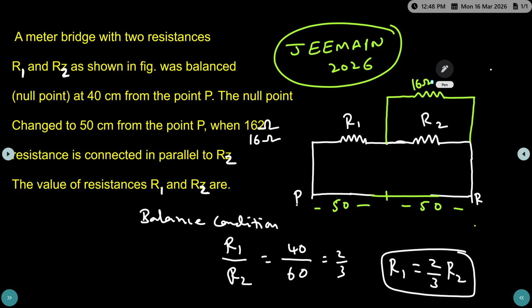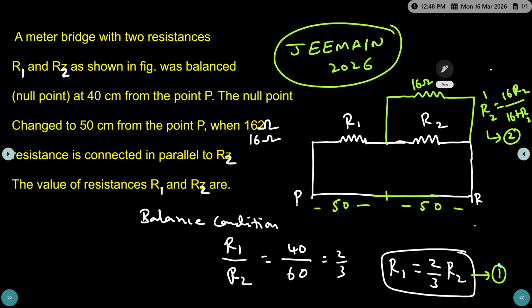Now here the R2 and the 16 are parallel. First you can calculate the effective resistance with respect to this, which I am taking as R2 dash. Applying the parallel condition, R2 dash is 16 R2 by 16 plus R2. You can take this as equation number 2. R1 equal to 2 by 3 R2, you can take as the first equation. You got two relations.